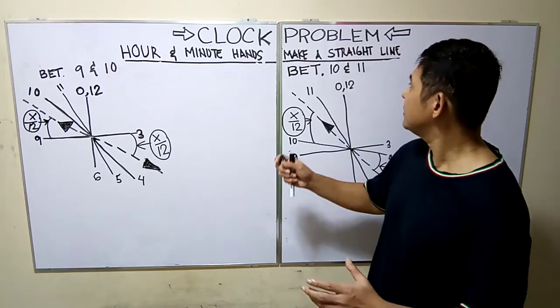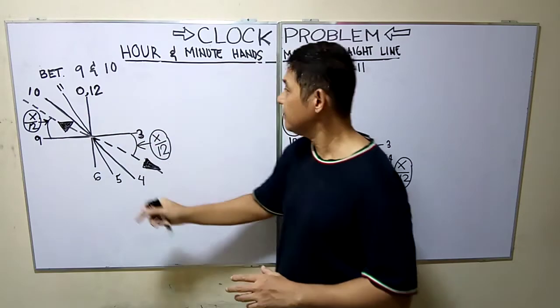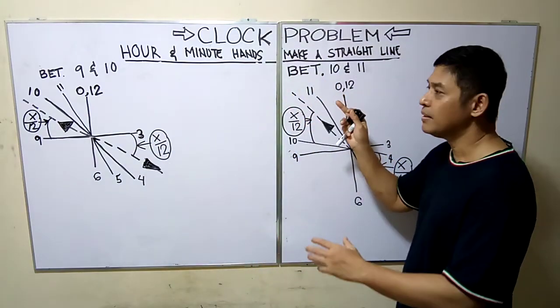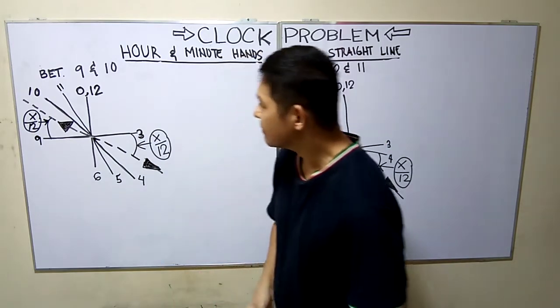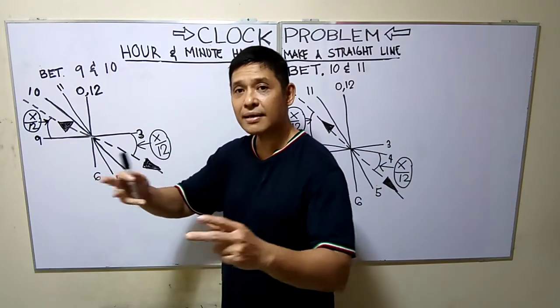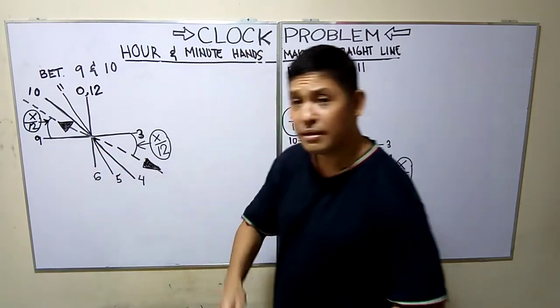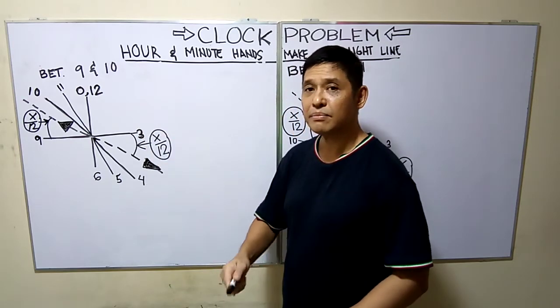Hour and minute hands make a straight line, first between 9 and 10, and second between 10 and 11. Unahin natin itong 9 and 11. Ibig sabihin yung hour hand, nasa kalagitnaan ng 9 and 10. Ngayon yung minute hand, nasa kalagitnaan naman ng 3 and 4.